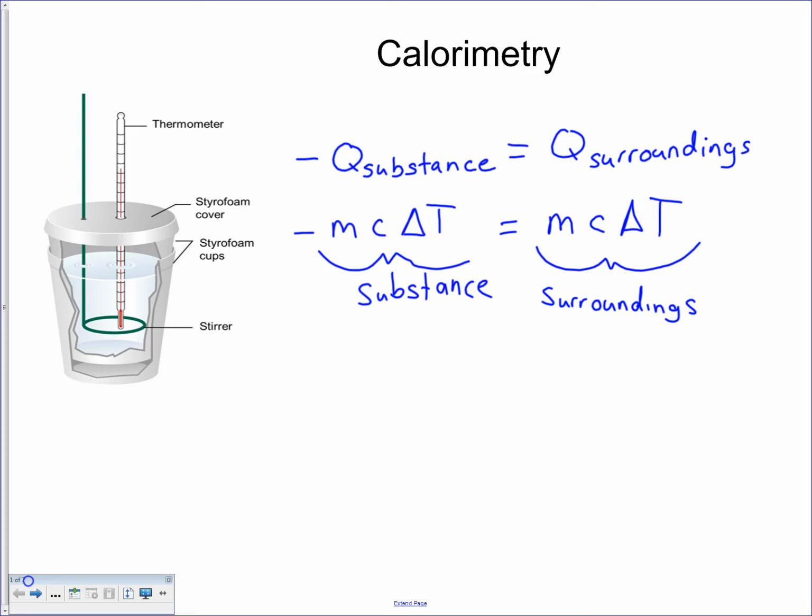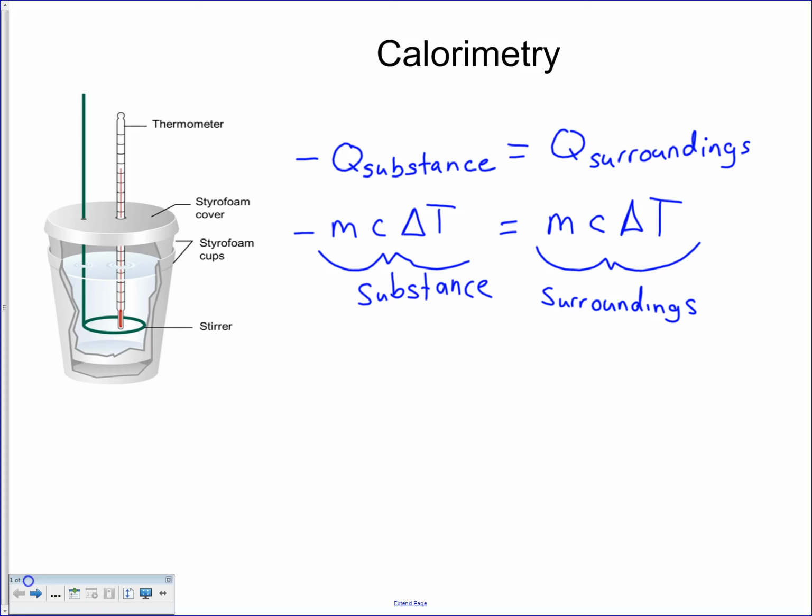And so then basically what we get is this second equation here: negative MC delta T for the substance equals MC delta T for the surroundings. I should say this all has to do with the law of conservation of energy. Because this is an insulated container, anything that leaves the substance that you put in has to go into the surrounding water because it can't leave the vessel. Energy can't be created or destroyed, it can only go from one thing into the other. So that's where these equations come from.